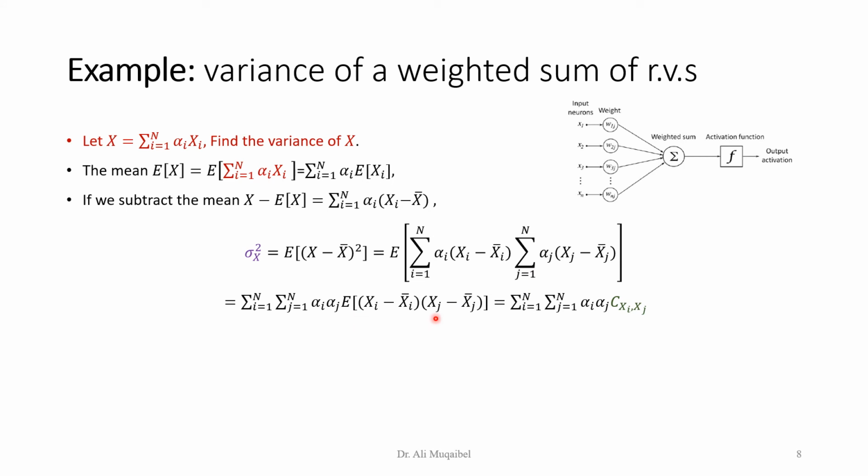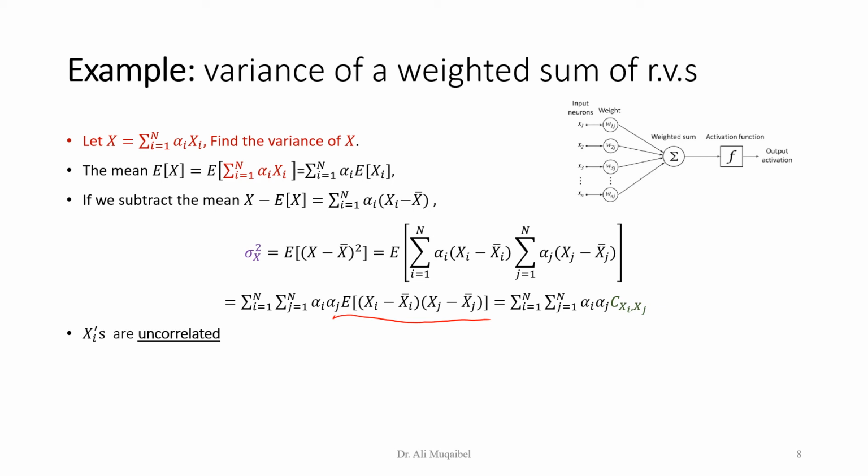What is the expected value of this term? How did we define this before? This is nothing but the covariance. This is the definition of covariance. So it's C_XiXj. So we're saying here that the variance of the weighted sum is given by the following relation. This is the general formula for any weighted sum.